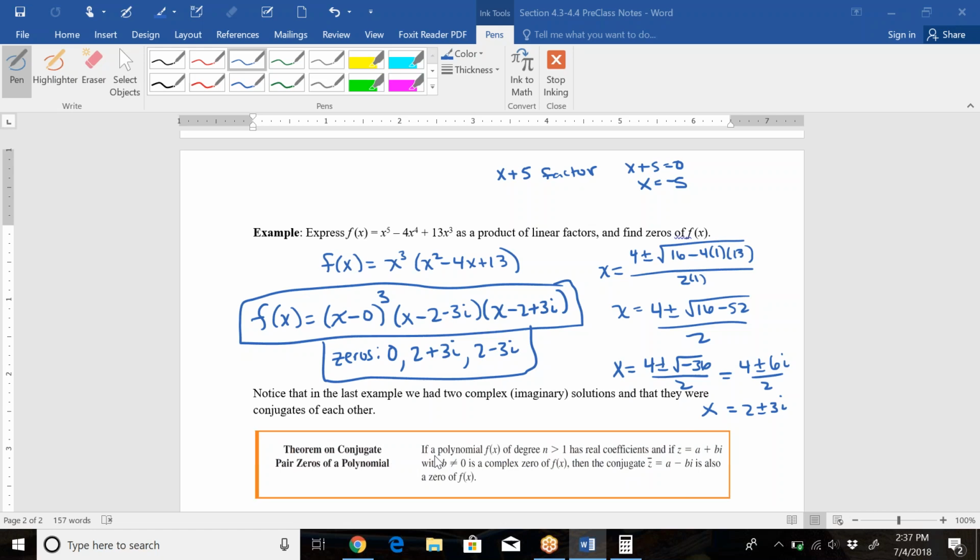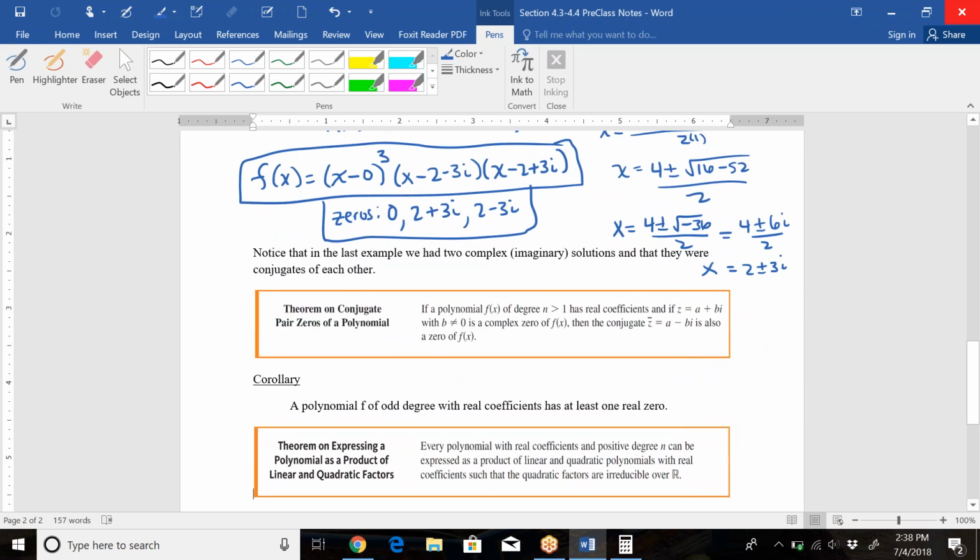So that's this theorem. If a polynomial f of x has degree n greater than 1, so it has to have at least one answer, or more than one answer, and it has real coefficients, and if a plus bi, with b not being 0, is a complex 0 of f of x, then the conjugate is also a 0 of f of x. So that's kind of like 2 for 1. If you get 3 plus 5i as an answer, then 3 minus 5i is also an answer.